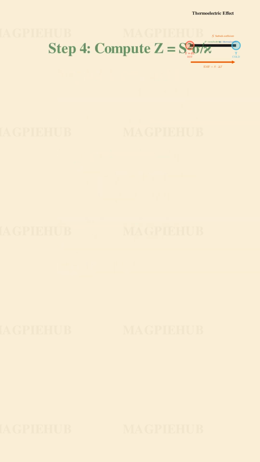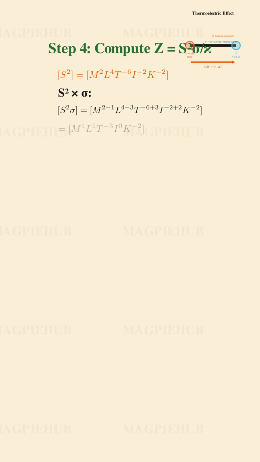Step 4. Now we compute Z equals S squared sigma divided by kappa. S squared gives M squared, L to the 4, T to the minus 6, I to the minus 2, K to the minus 2. Multiplying by sigma, we add the exponents. M becomes 2 minus 1 equals 1. L becomes 4 minus 3 equals 1. T becomes minus 6 plus 3 equals minus 3. I becomes minus 2 plus 2 equals 0. K stays at minus 2.